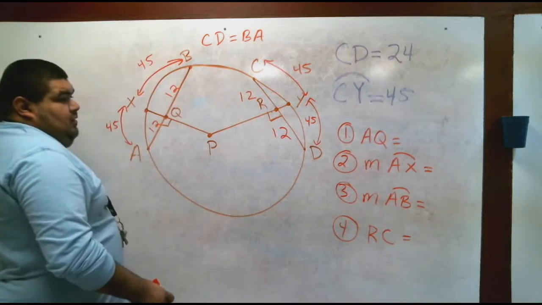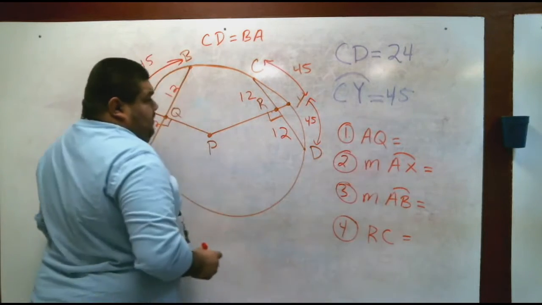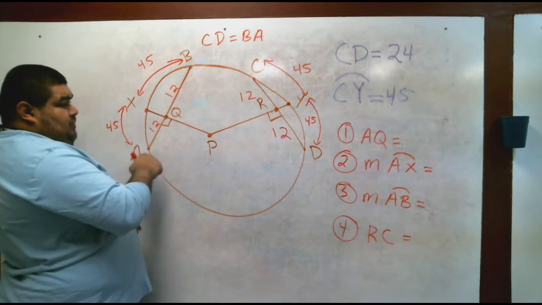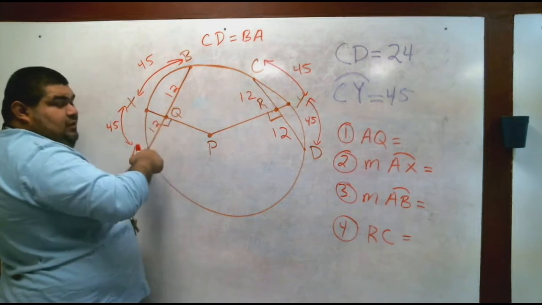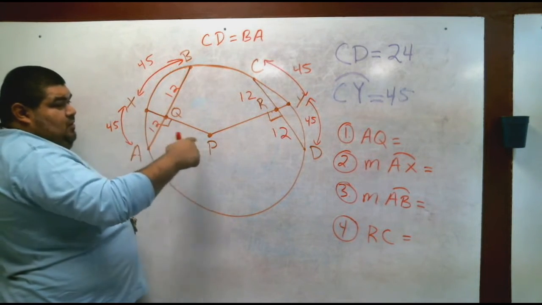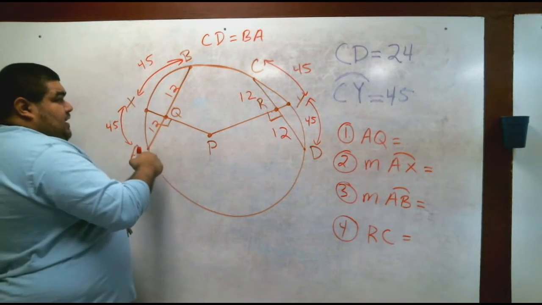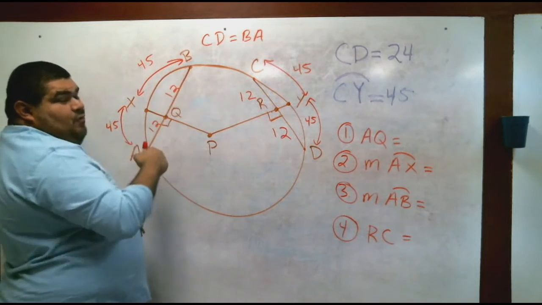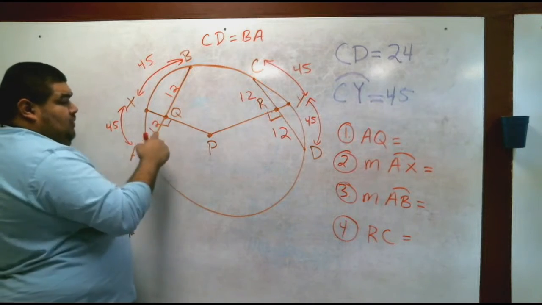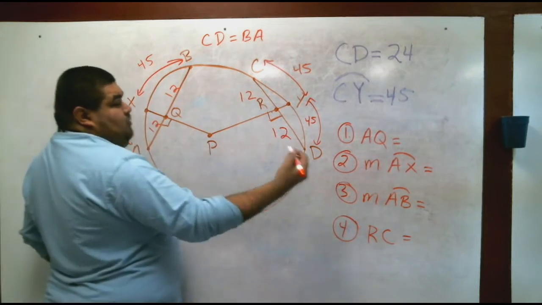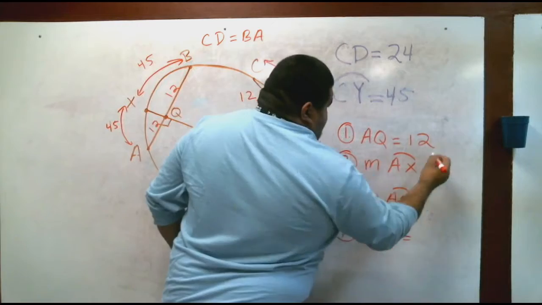Okay? We're looking for AQ. Okay, so we have A, Q. So this little piece here. Okay? What's the measurement of that little piece? If you guys remember, we said AB was 24. Therefore, AQ, it's half of it, which in this case is 12, right? So we have 12.